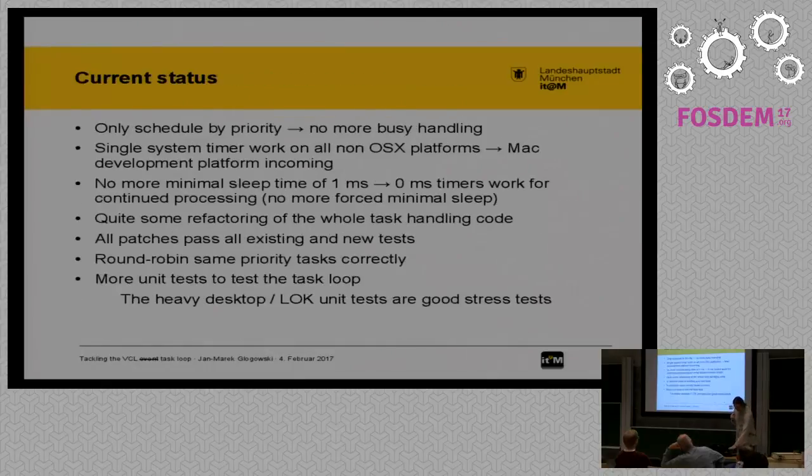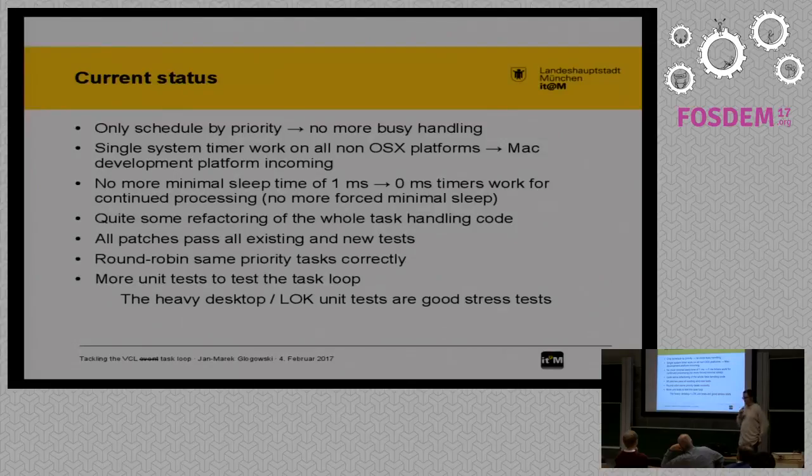So where we are currently is, it's only scheduled by priority now. So like all the normal event loops, every event or task has a priority and is scheduled like that. So we do ignore completely that busy stuff. That's really crazy anyway. The other thing is that LibreOffice was more or less polling with a task, which just occurred because we were missing some timer tasks sometimes. So we started just to poll. So in case we missed something, we found a way to continue.